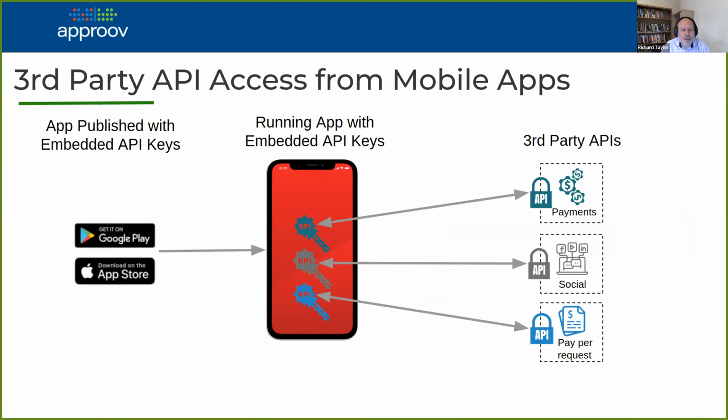So if we look at third-party API access from mobile apps, this is just an overview of what's happening. You compile your app, you publish your app as an APK or IPA on iOS. This gets pushed to the App Store. So essentially, it has these embedded API keys or other secrets inside it. And then as the app runs, it can basically use those API keys to access whatever APIs your app is dependent on. These are just some examples of third-party APIs an app may be using.